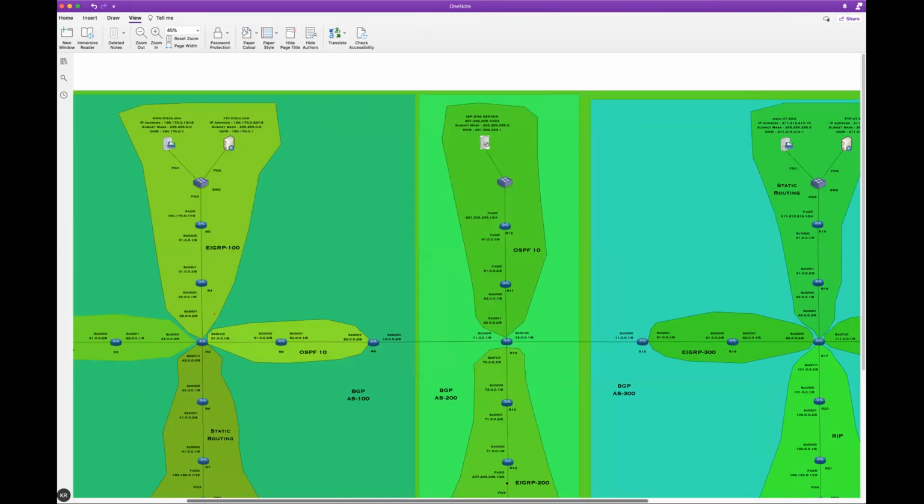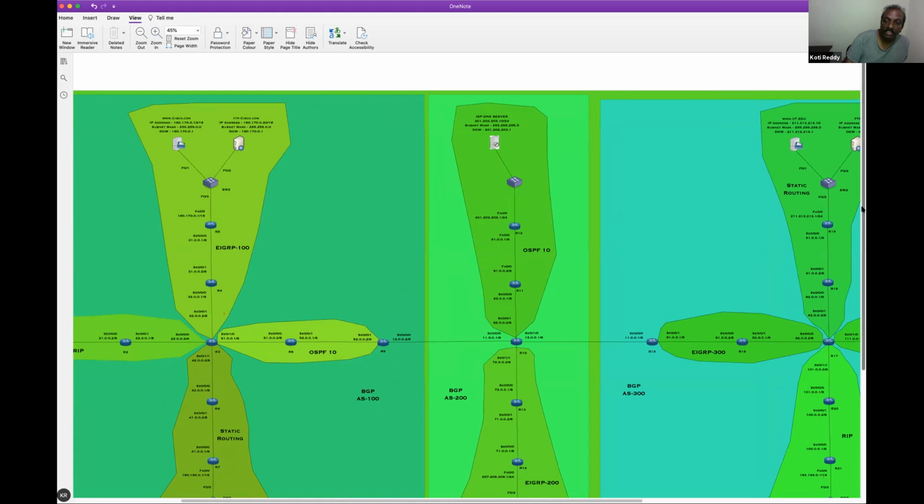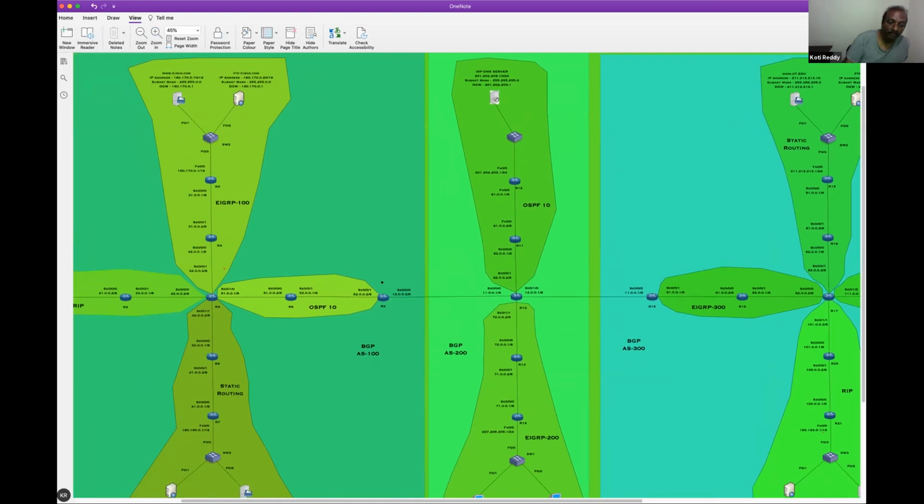Okay. Now I'm trying to configure BGP routing protocol between the R9 router and R10 router. This R9 is a border router of the ISP which has AS100, and R10 is a border router of the ISP which has AS200. Between these two routers, I'm trying to configure BGP routing protocol. So let us do that.